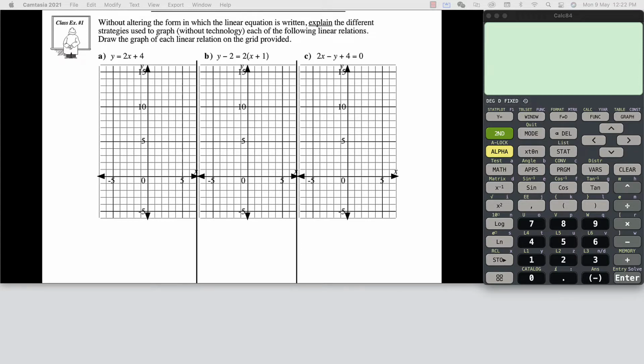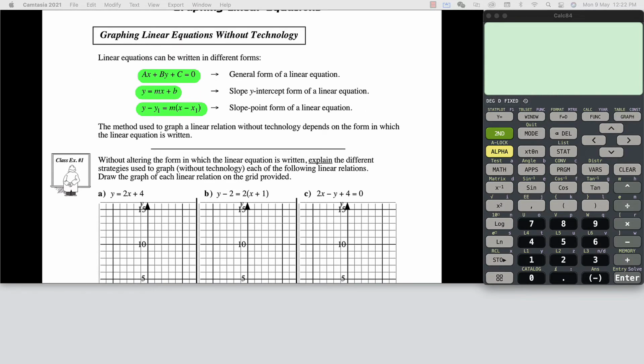Okay, so if we look at the first one and we're asked to graph that, that's this one right here that we see in the slope y-intercept form. So what do we need to know about that? Well, I know that the b is the y-intercept. I know the y in this case has to have a value of positive 1. So the coefficient in front of y has to be positive 1, which it is right here. And if that's true, then the b will be the y-intercept and the m will be our slope.